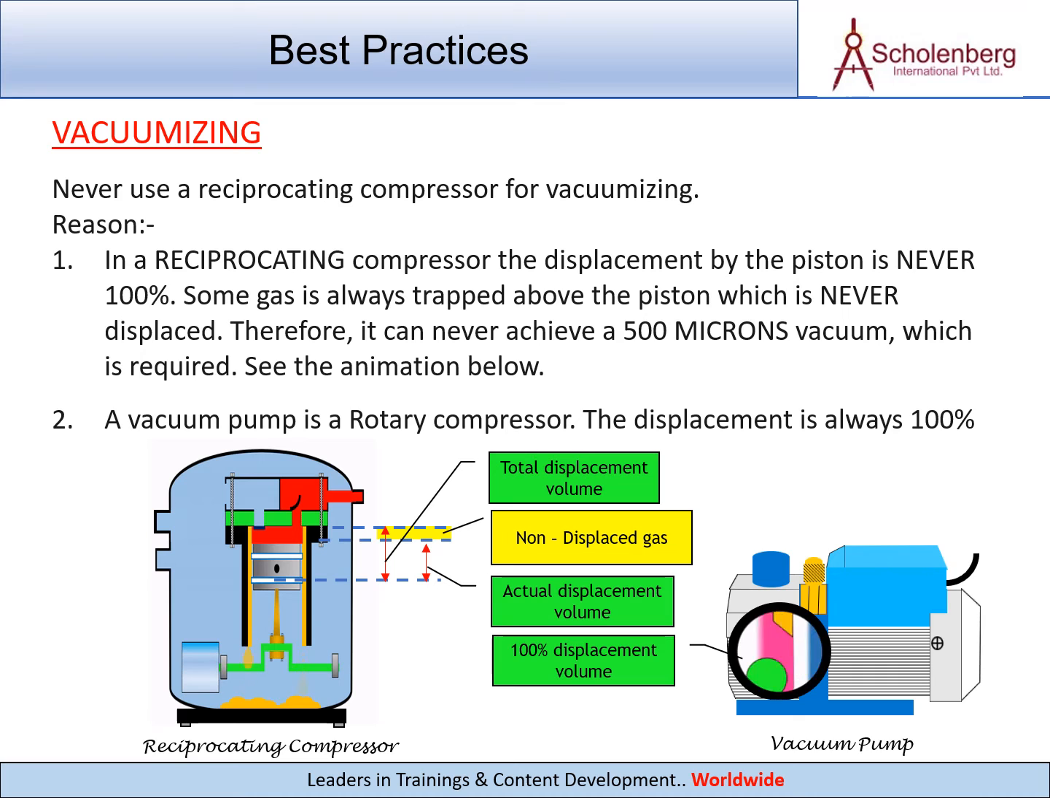Never use a reciprocating compressor for vacuumizing. Reason: in a reciprocating compressor the displacement by the piston is never 100%. Some gas is always trapped above the piston which is never displaced. Therefore, it can never achieve a 500 microns vacuum, which is required. See the animation below. A vacuum pump is a rotary compressor. The displacement is always 100%.